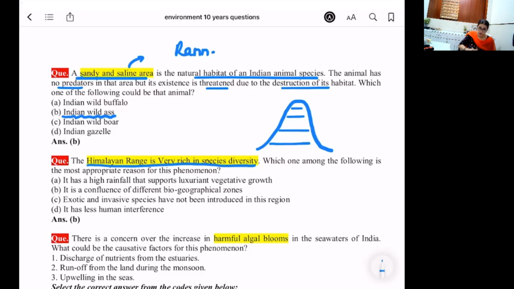But what I'm noticing as the choice here is not at all altitude. So I see that it is high rainfall, exotic and invasive species not being introduced, less human interference, but automatically the answer, it is the confluence of different biogeographical zones. Why is it a confluence of different biogeographical zones? Because of altitude. I hope you are understanding.